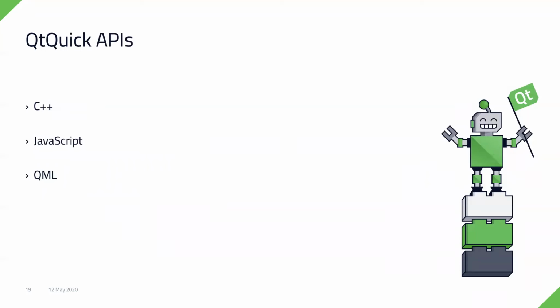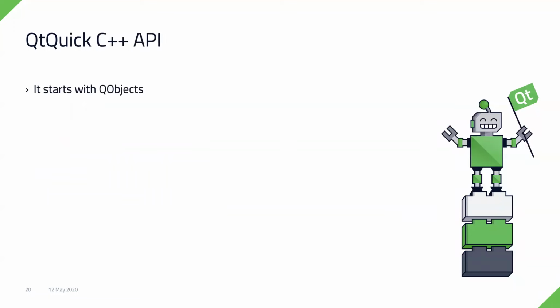In Qt Quick, if you're programming your Qt Quick application, there are actually 3 different APIs you can use: the C++ API, JavaScript, and QML. I'm starting with the C++ API because C++ is key to understanding declarative programming. We'll take a look at the C++ API first.